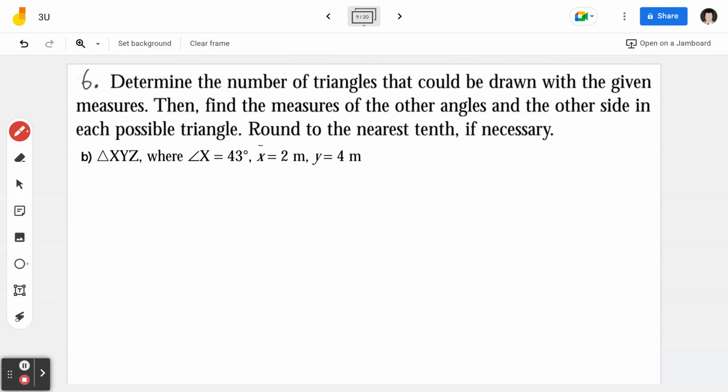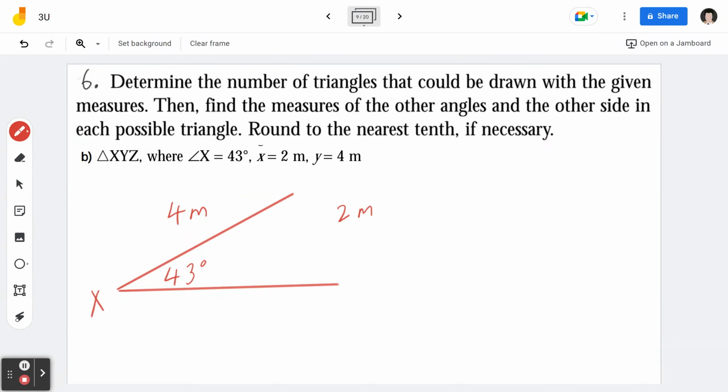Example 6b, same question. The difference is the information. So again, in this case, you want to draw a triangle. You want to figure out, is it going to be one triangle, two triangles, or no triangle? As always, I'm strongly encouraging you to start the angle at the left bottom corner. So angle X is going to be 43 degrees. The other length is going to be 2 meters. You're comparing it to 4 meters.